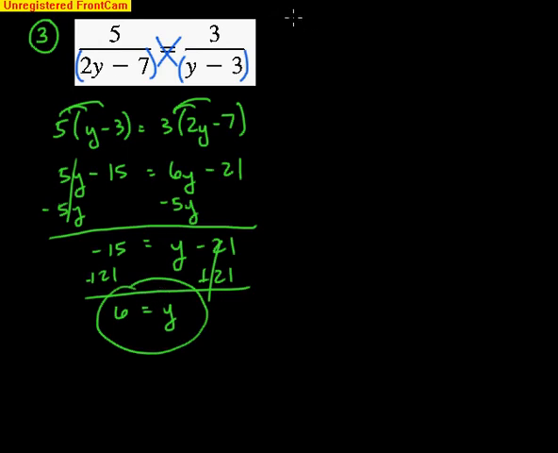Now remember, you can always check by plugging it back in. If I plug 6 in for y, I'm going to get 12 minus 7, which is 5. And if I plug 6 back in for y, I'm going to get 3 over 3. And what do these simplify to? 1 and 1. And I'm correct. So you can always plug it in and check.